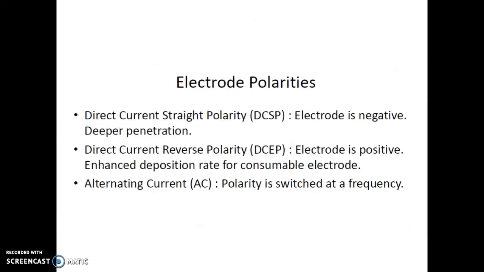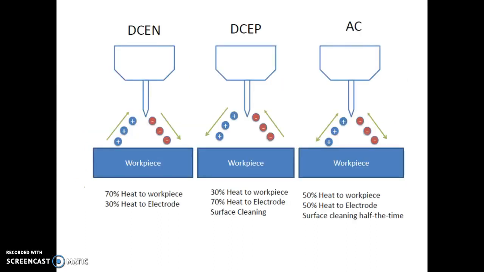Now let us see the polarities. There are two types of polarities here. In direct current straight polarity, the electrode is negative and you get deeper penetration. In direct current reverse polarity, the electrode is positive and there is an enhanced deposition rate for a consumable electrode. In case of AC, alternating current, there is a change of polarity. We'll see when straight polarity and reverse polarity are required.